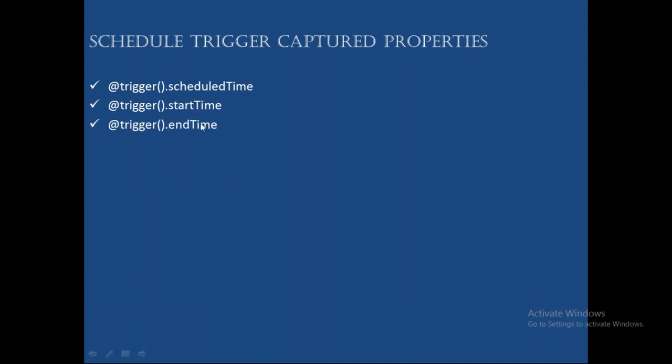Trigger start time and end time: maybe your trigger was created in 2010. From 2010 till today it is running every day. Start time means 2010. End time is whatever end time you have mentioned, maybe 2050. That is your end time. Schedule time means when this pipeline is executing currently. That is going to be our schedule time.